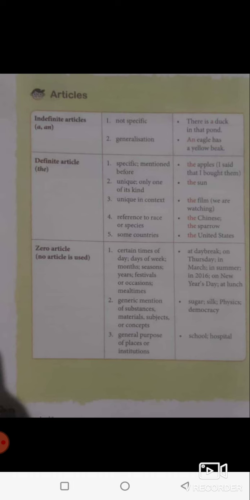A reference to race or species. For example, the Chinese, the sparrow, the United States. Some countries like the United States, the United Kingdom, we can use the definite article in front of those nouns. The Japanese, because it is a reference to the race or species.